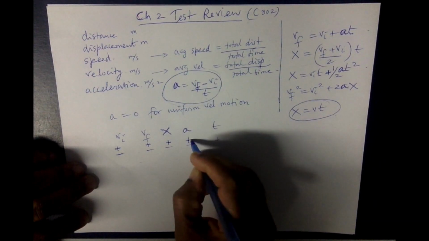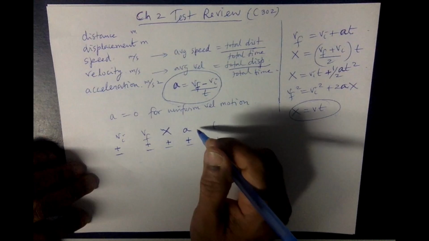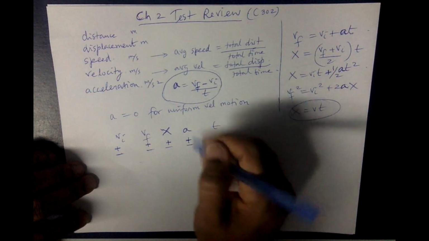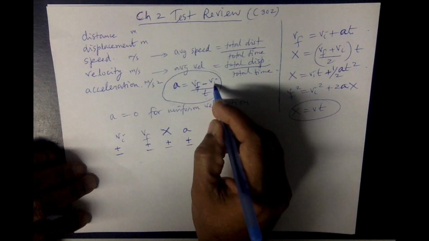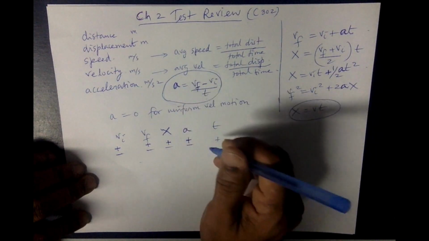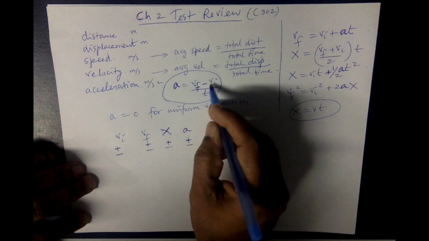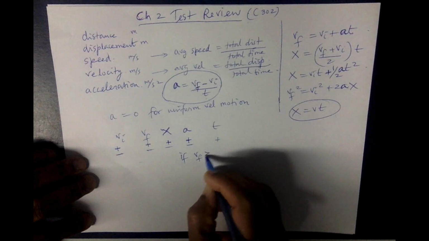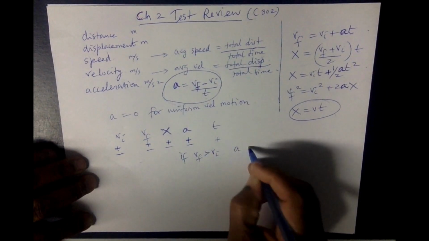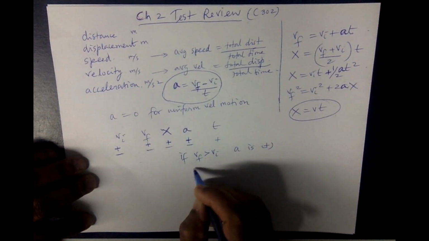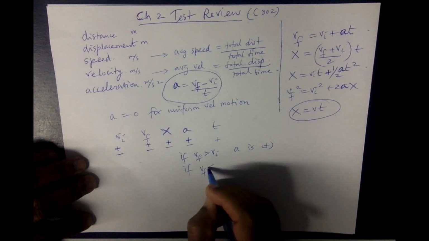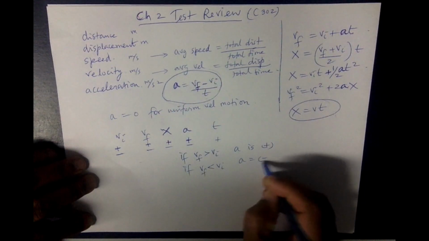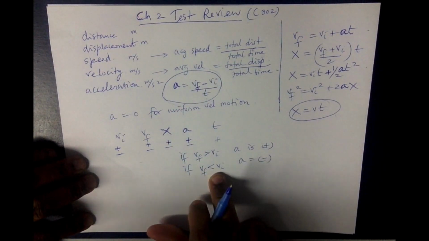Acceleration can be positive if the velocity is increasing, and acceleration will be negative if the velocity is decreasing. So if the velocity final is smaller than the initial velocity, then acceleration will be negative. If the final velocity is bigger, so I can say if Vf is greater than Vi, then acceleration is positive. If Vf is smaller than Vi, automatically acceleration is going to be negative. And that is what we call deceleration.